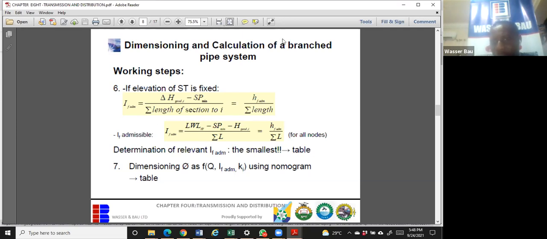Don't be confused by all these formulas and grammar. What this is just telling you is your admissible slope is the difference between the elevation over the length of that section. Engineer Sunday explained this to us before. Lower water level minus the SP minimum minus the geodetic head, which is the level of your house, the tap level. SP minimum is for you to do this. So with that, determine your slope.